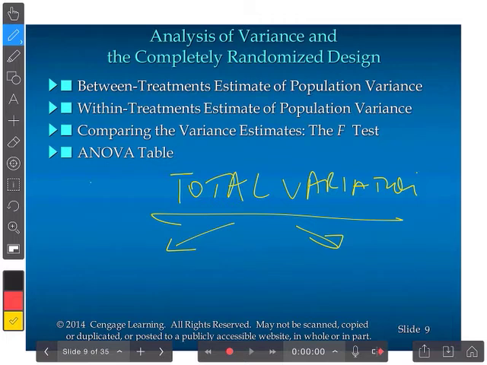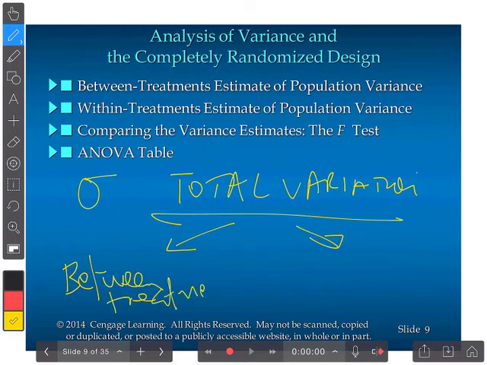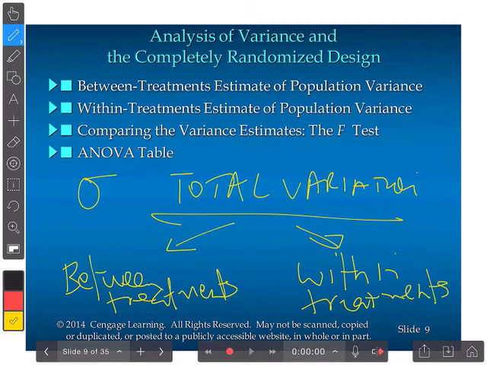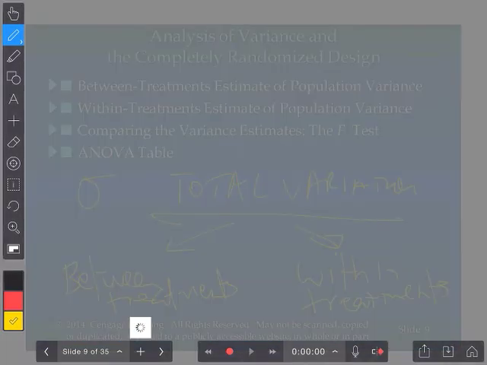The population standard deviation is sigma, and we want to estimate that. The way we could try to estimate that is that the total variation in the data that we have is made up of 2 parts. One part we call between treatments, and the other one within treatments. Between and within.